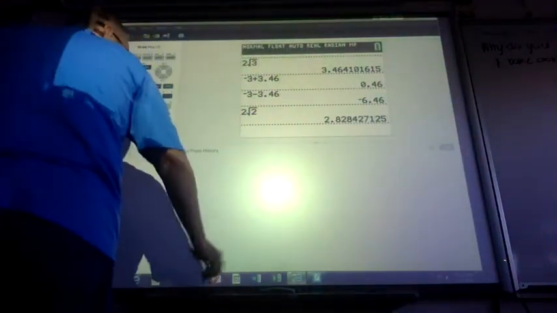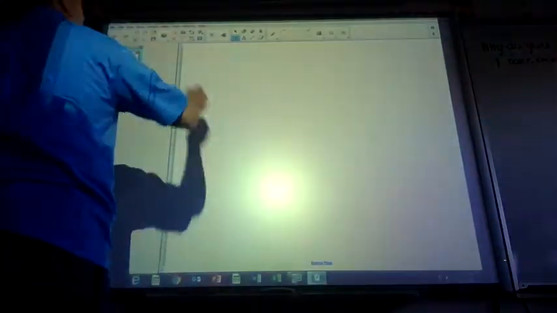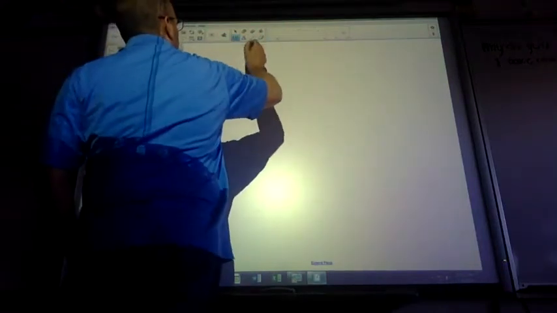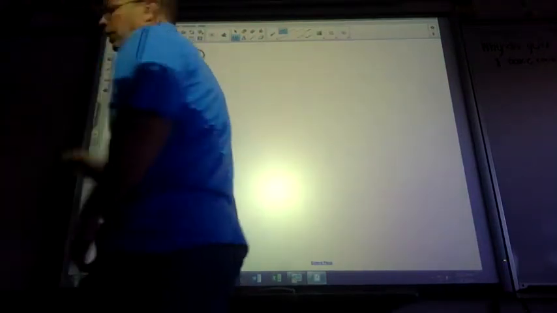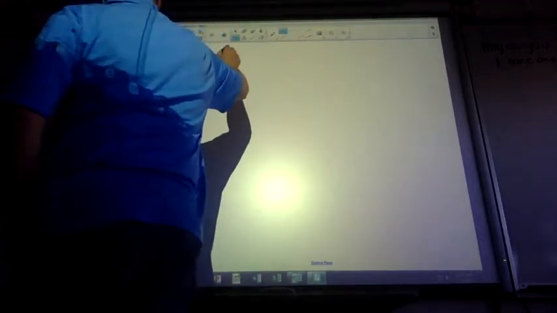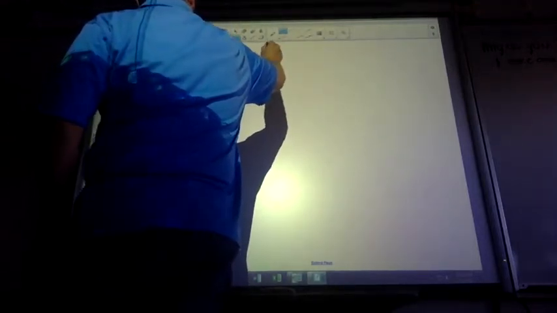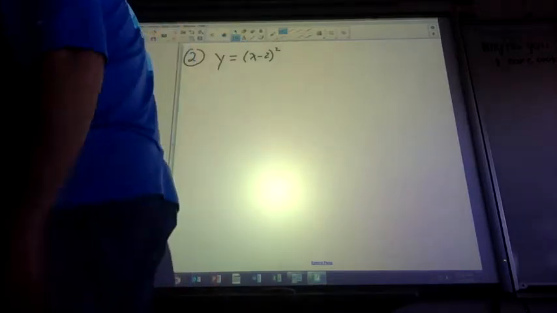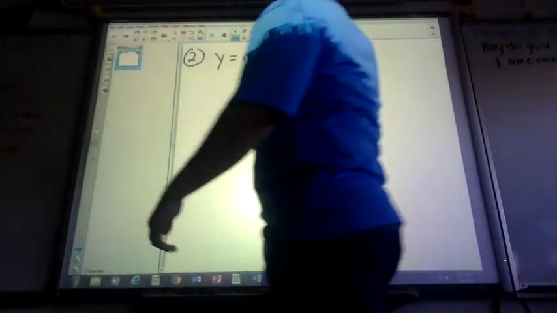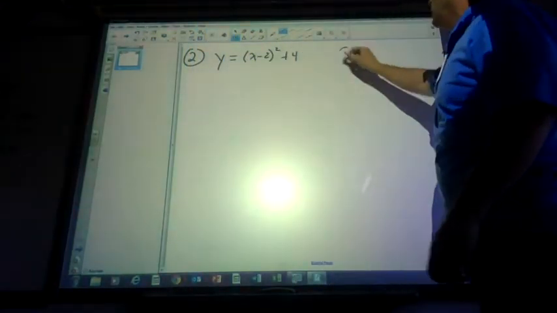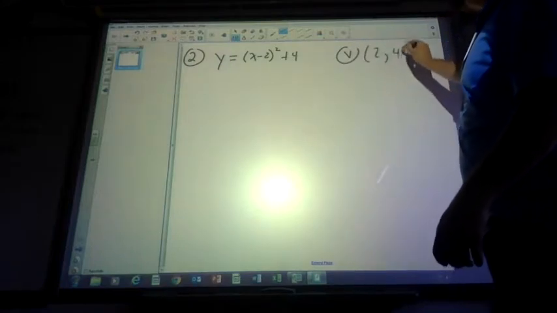I'm going to run through just some select problems, see how we do. So number 2, I should do the evens. They give you the equation y equals (x minus 2) quantity squared plus 4. So this is vertex form, so this would tell us that our vertex is (2, 4).